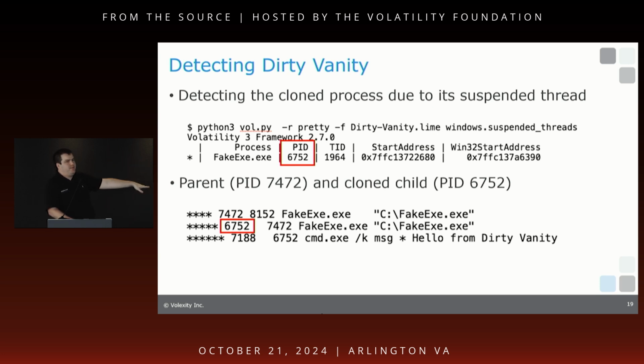Then if you look at pstree, which shows the parent-child relationship, you can see what we're picking up on. We ran the original fake.exe. That then clones itself, and that clone has PID 6752, and by default it just launches a little payload that says hello from Dirty Vanity. But you can see that we are perfectly picking up on this technique, finding the correct thread and so on. Anything related to suspended processes or clone processes, Volatility 3 will pick up right away, and that covers a lot of the EDR techniques that we saw.